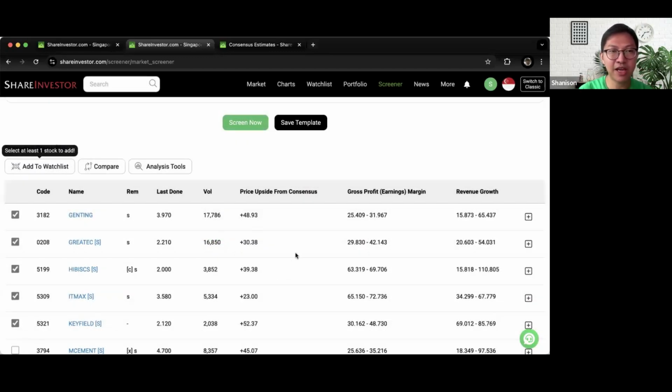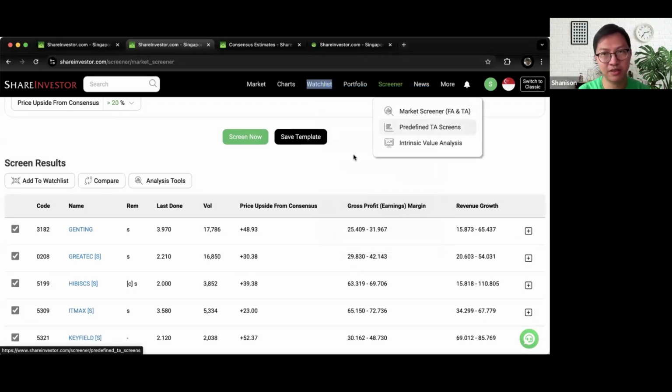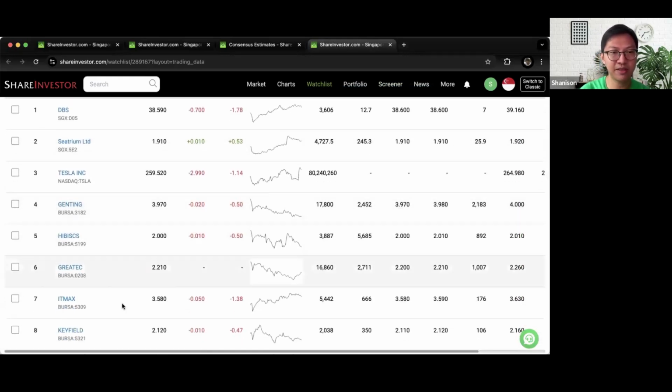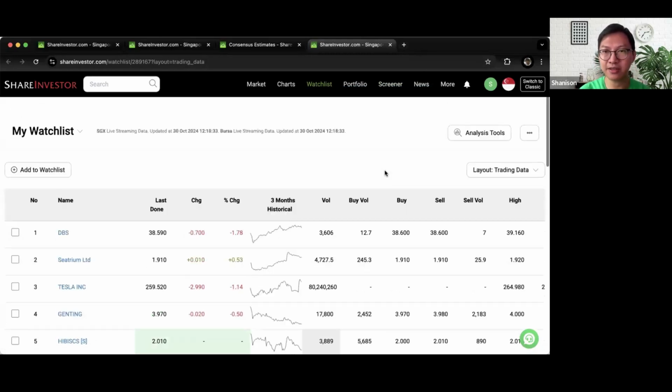After you add these stocks, they will automatically be available under your watch list. So let me just show you. The stock I added, Janting Biscuits, is available on the watch list. So you can start to monitor the stock and see whether it's a good time to enter, based on what you are looking for.